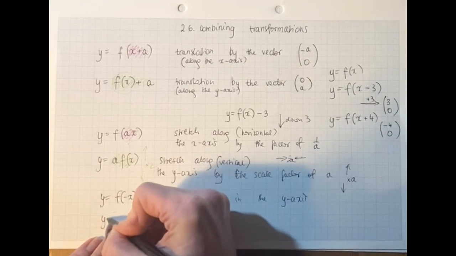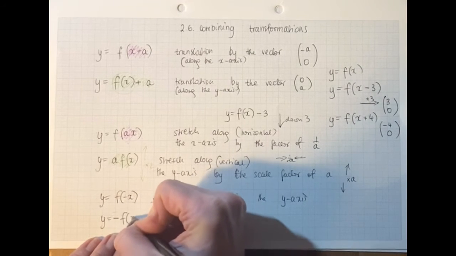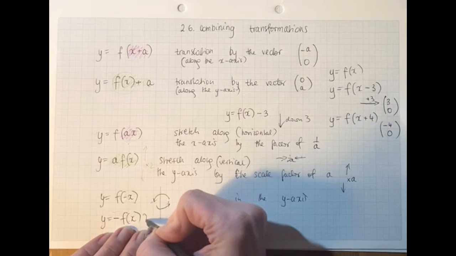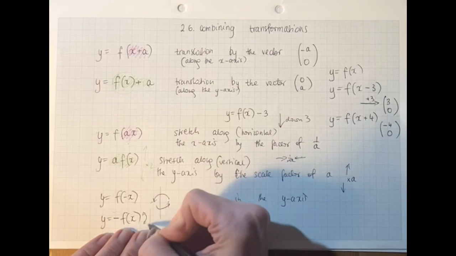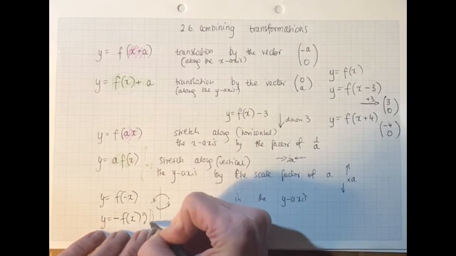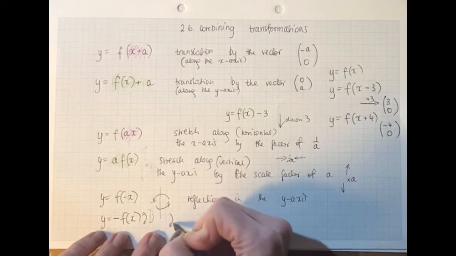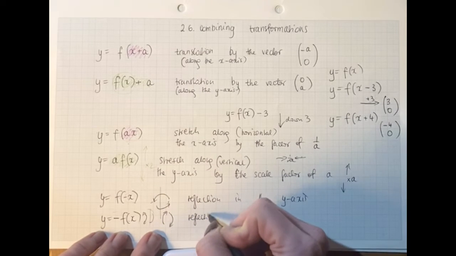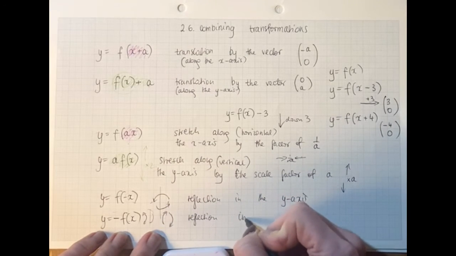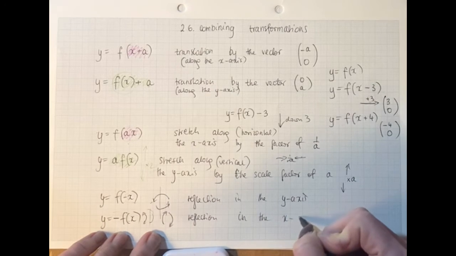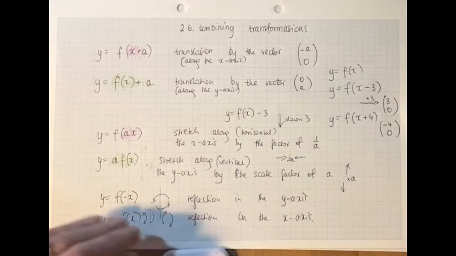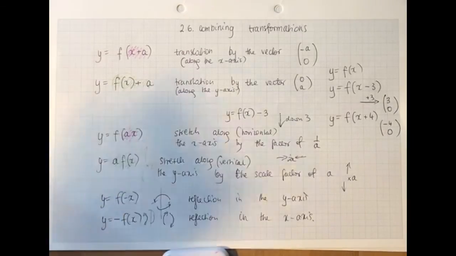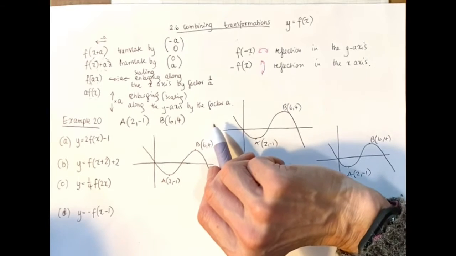Now, if you're talking about minus f of x, so this time he's outside, he's very happy, he does a somersault. Remember, he's standing tall, he goes upside down. So you're going to have this kind of flipping. So this is reflection in the x-axis. There you go.